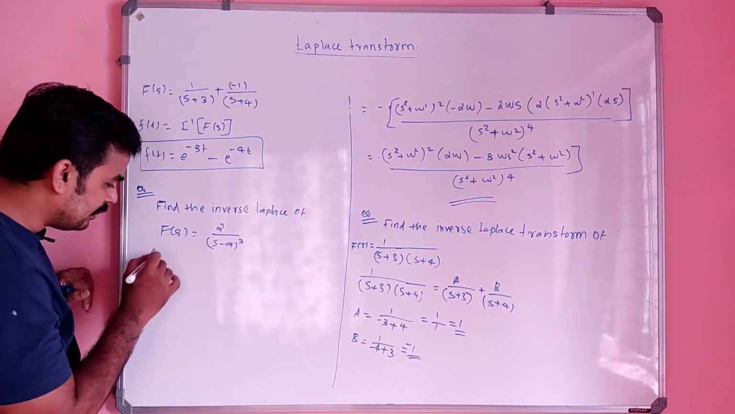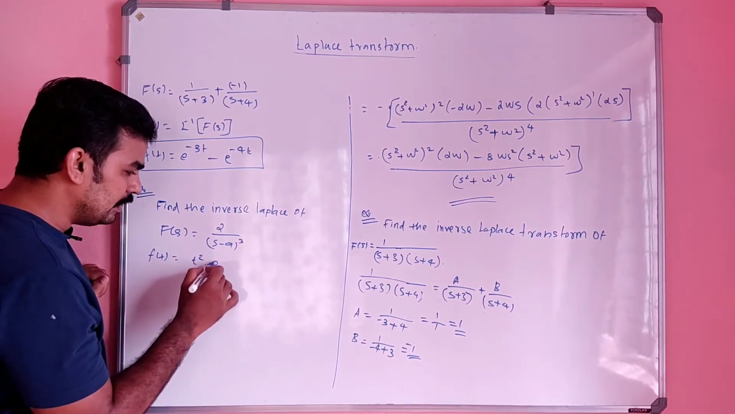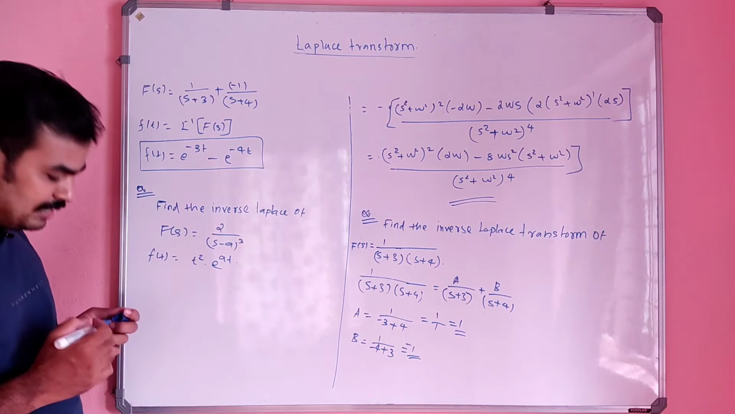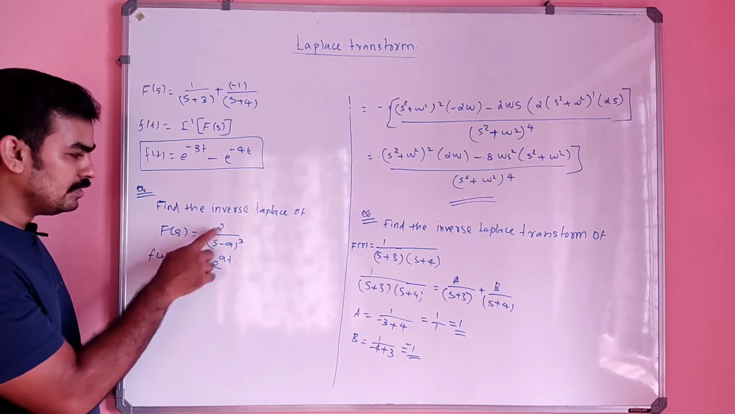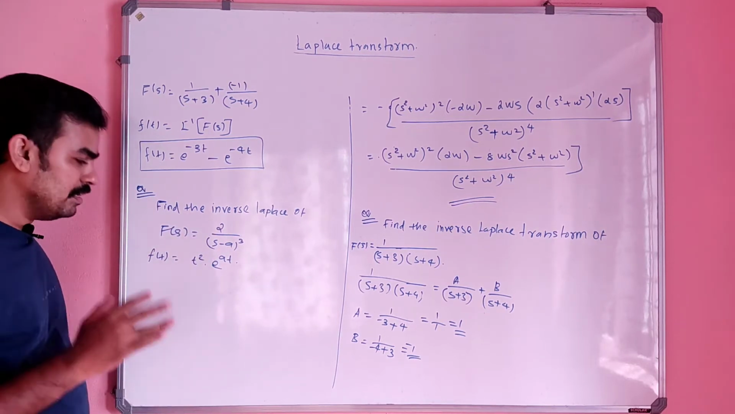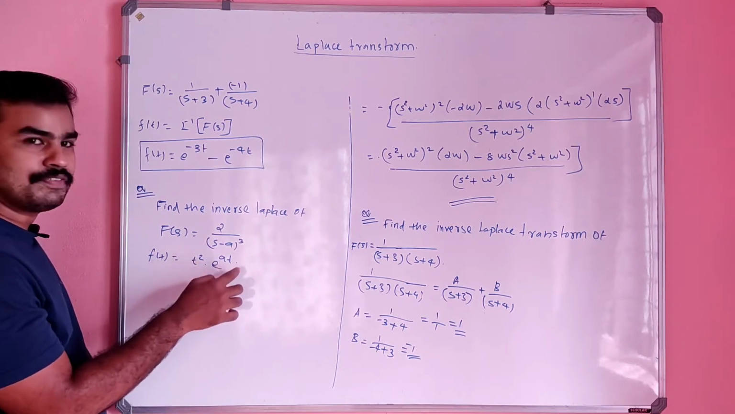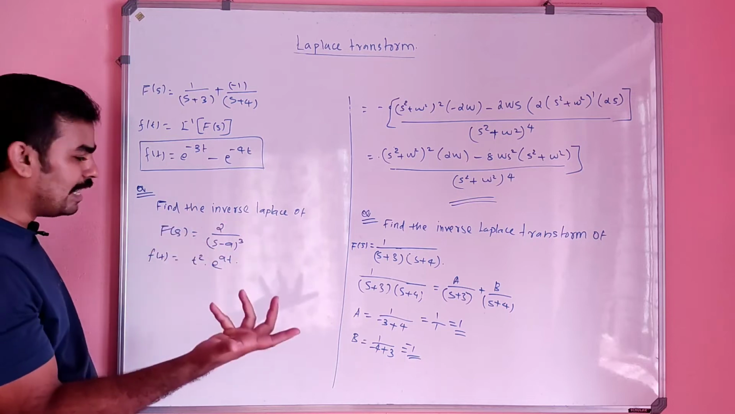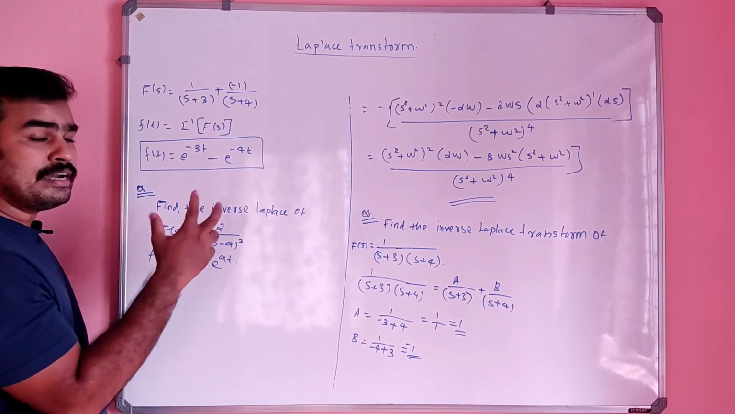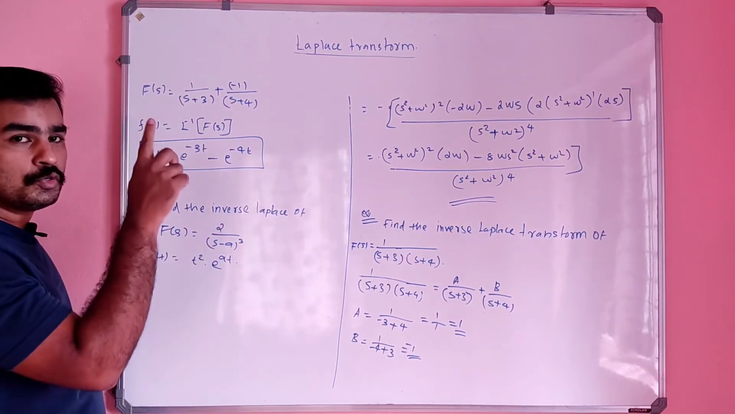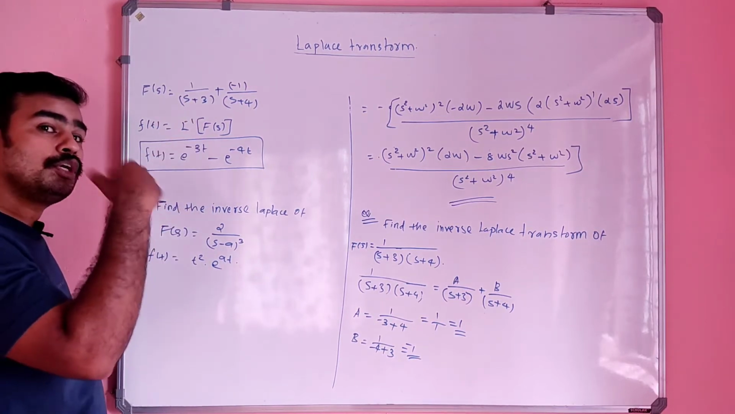That is nothing but f of t will be equal to t square into e raised to at. If you take the Laplace of this, you will get this. That means if it is in the form of t raised to n into f of t, in that way only you can think. Easy way is 1 divided by s minus a. What is that? E raised to at, correct? So e raised to at, 2 divided by s minus a the whole cube.